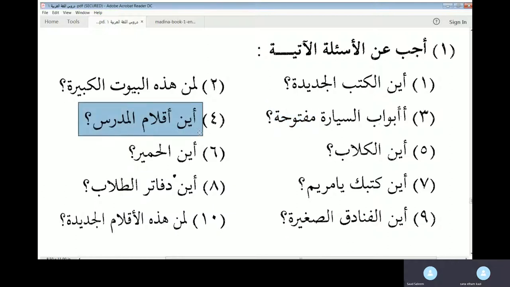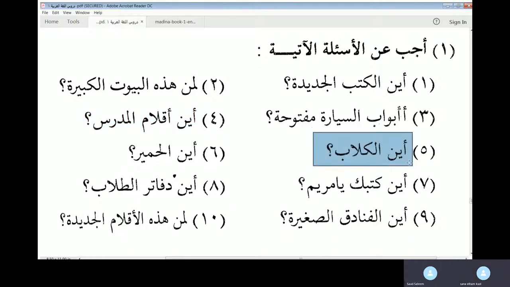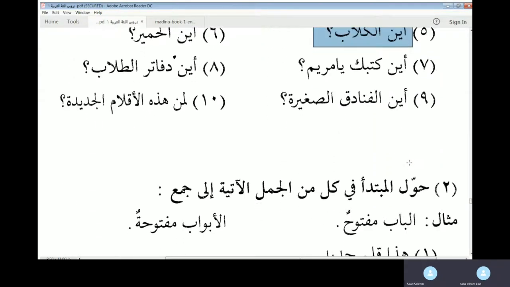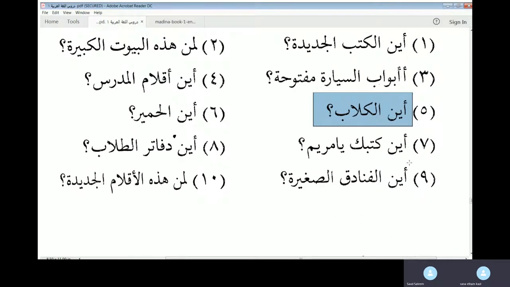Aina aqlamul mudarrisi? Where are the pens of the teacher? Here, alal maktabi. Ainal kilabu? Where are the dogs?